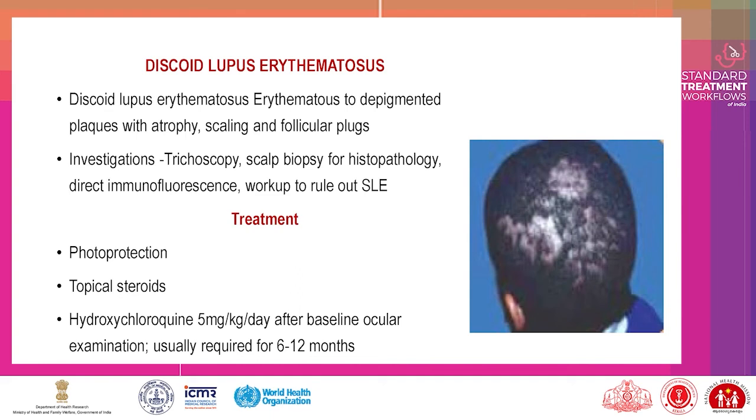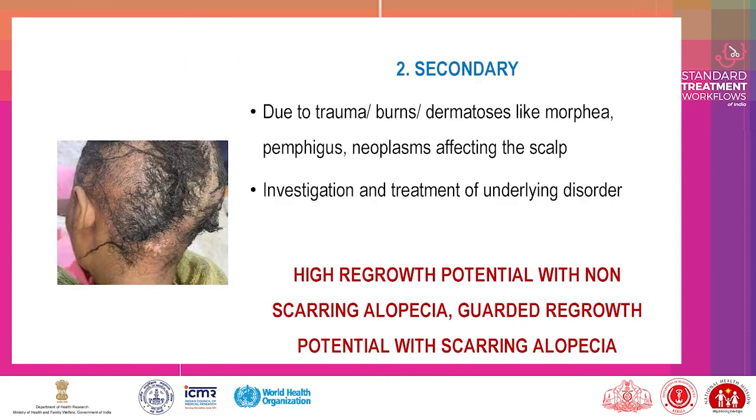Secondary, due to trauma or burns or dermatosis like morphea, pemphigus, neoplasms affecting the scalp. Investigation and treatment of underlying disorder. High regrowth potential with non-scarring alopecia, guarded regrowth potential with scarring alopecia.